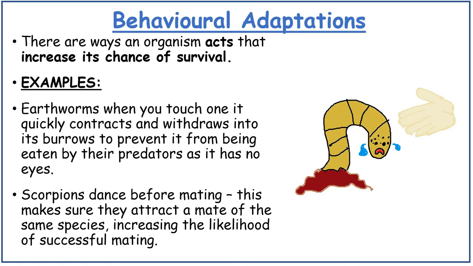So now looking at behavioural adaptations. These are ways an organism acts that increase their chance of survival. So as an example, when you touch an earthworm, it quickly contracts and withdraws into its burrow to prevent it from being eaten by predators, as it has no eyes. Another example, scorpions dance before mating. This makes sure they attract a mate of the same species, increasing the likelihood of successful mating.